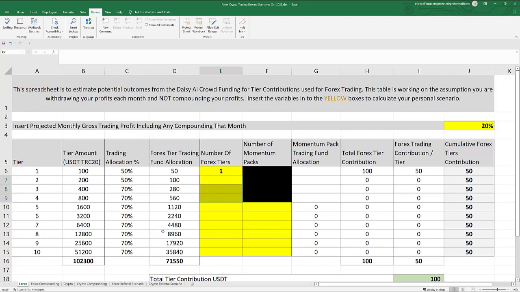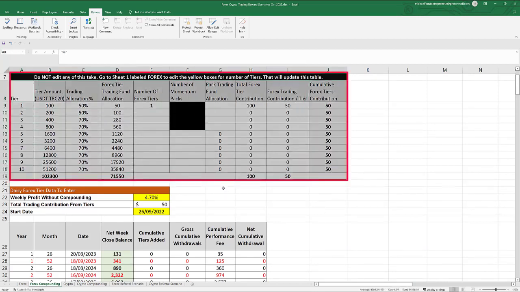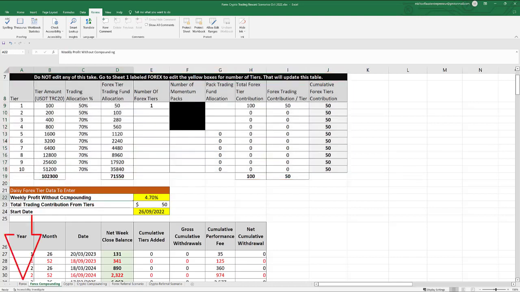So now let's look at what would happen if we actually compound. On this next table, we have again an overview of what you actually contributed. This is non-editable. You need to go to the first sheet to change the numbers in here. And here we have the amount of raw profit per week. Now our actual result is 4.7% on average since May 2022, but I'm going to be conservative and make that 4%. And our start date is the week beginning 26th of September 2022. So with one tier 1 contribution, we have 50 USDT going into trade.